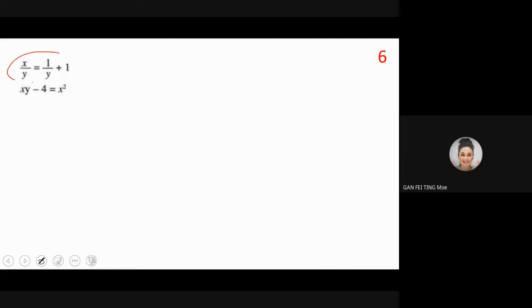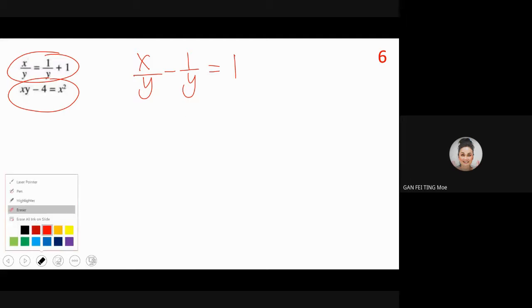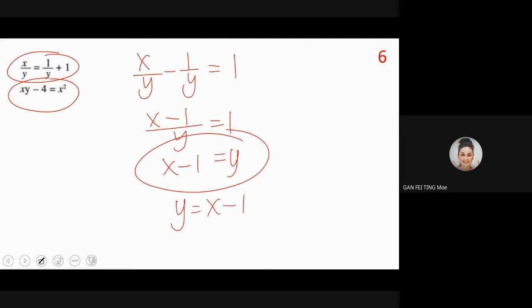See again, you see this one, you see this one. Right? So you may form it x over y minus 1 over y equals to 1. So xy minus 1 over xy over 1. You will get x minus 1 over y equals to 1. X minus 1 equals to y. See, very simple. You make your y as the subject. Remember, your subject should always be on the left. You get your subject equation, sub this one into here.